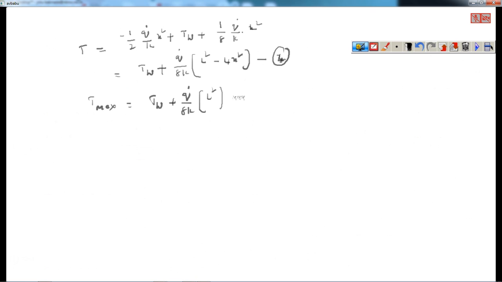Therefore, the maximum temperature is T_W plus q dot L squared divided by 8K. This is the maximum temperature. You are going to get it. This is equation number 1. Now, if I want to calculate the heat flow rate.